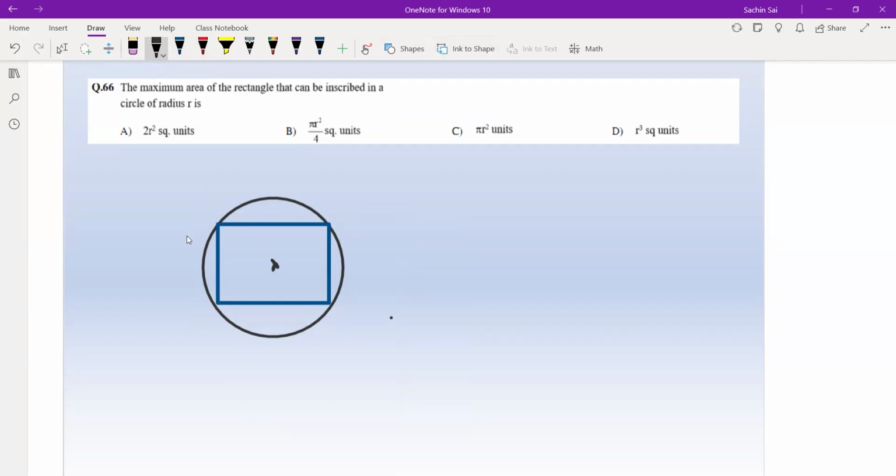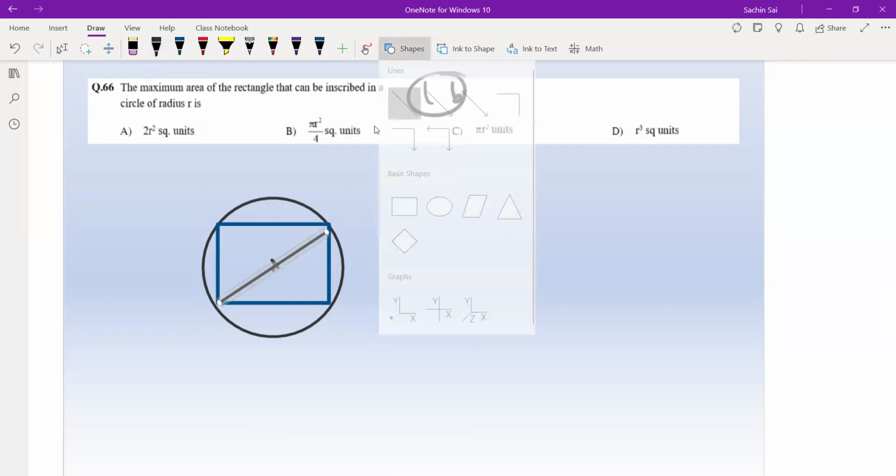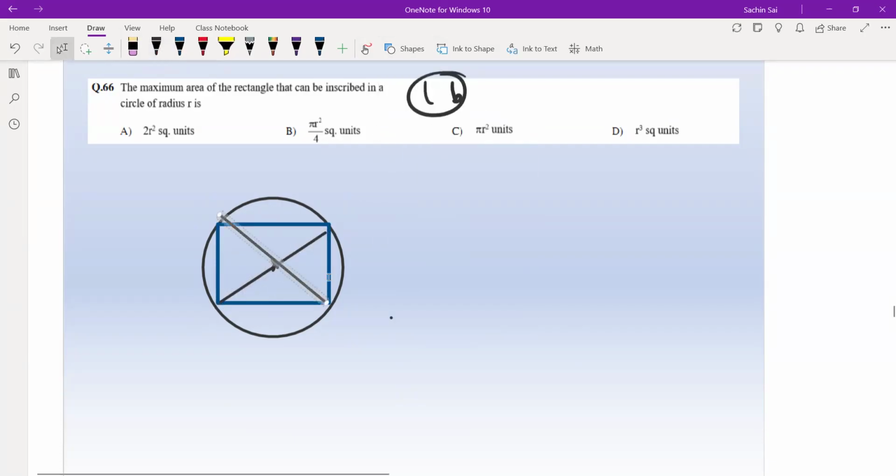I need to maximize the area. The area is length into breadth. But let us say I do not want to take more than one angle. If I take length and breadth as 2 angles, then I will have a bit of a tough time. What instead, if I try to find out how the circle is related to the rectangle? And one such relation is each diagonal of the rectangle is a diameter to the circle. So this diagonal is also a diameter to the circle, right?